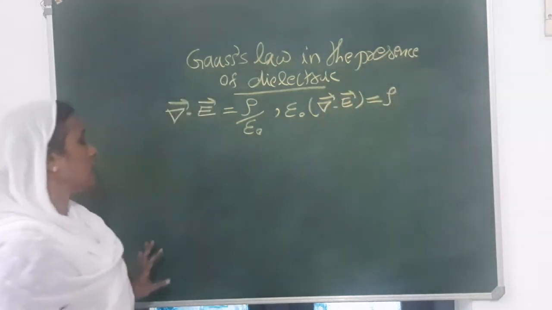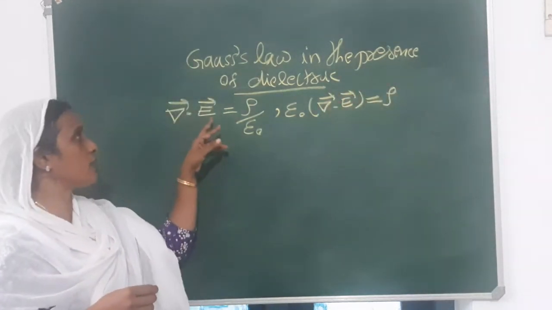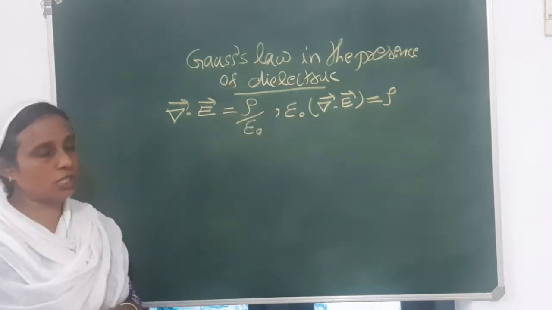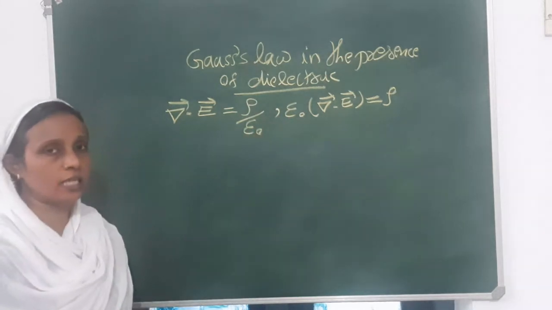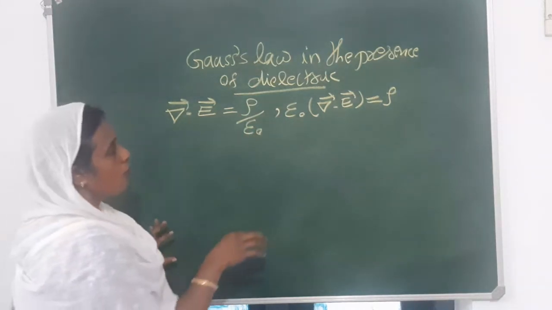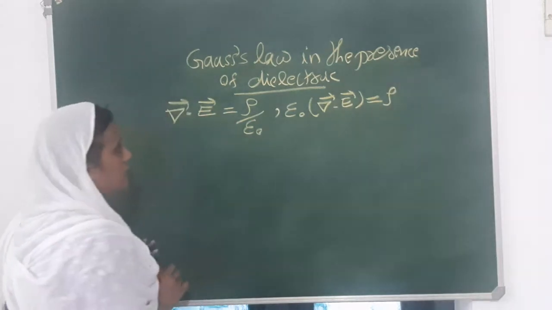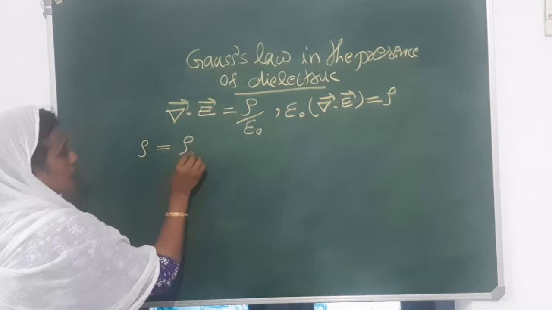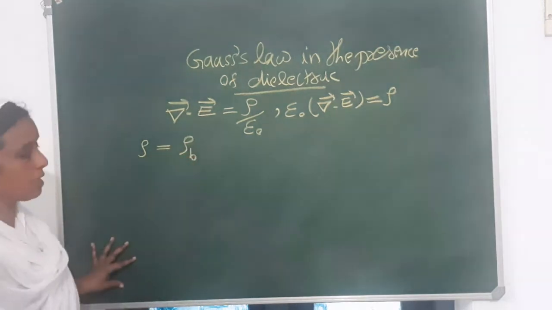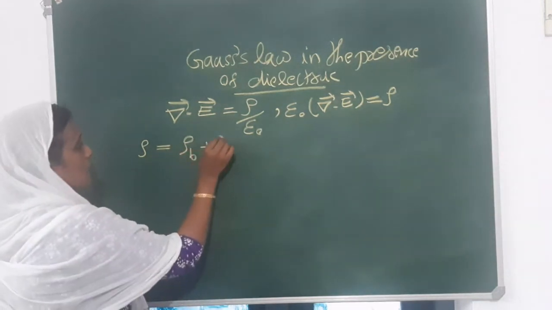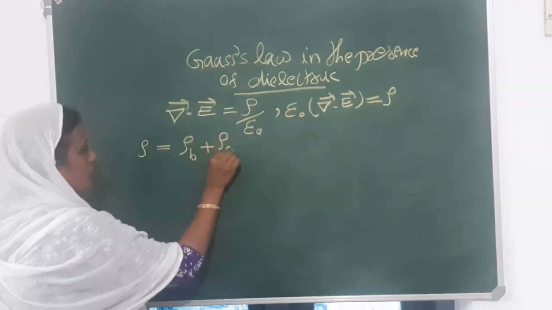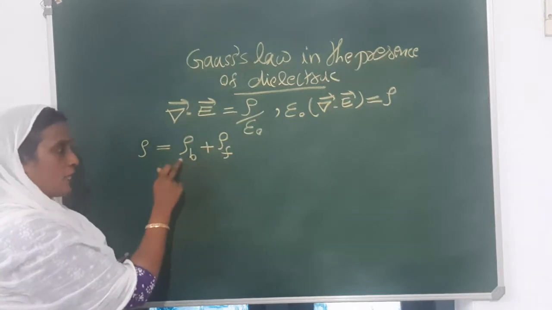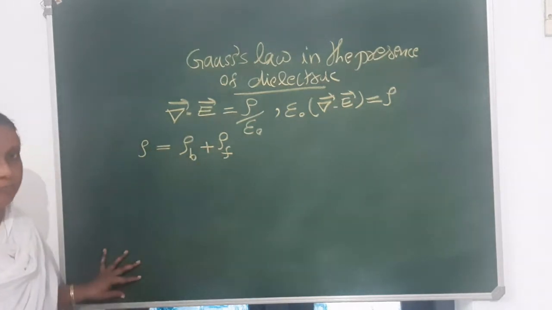Here E is the electric field and the divergence of electric field is equal to charge density by epsilon 0. This is the Gauss's law we already learned. Now we can write this rho as two terms. Rho, the charge density, is given by charge density due to the bound charges rho b plus charge density due to free charges. So rho f is the free charge density and rho b is the bound charge density.